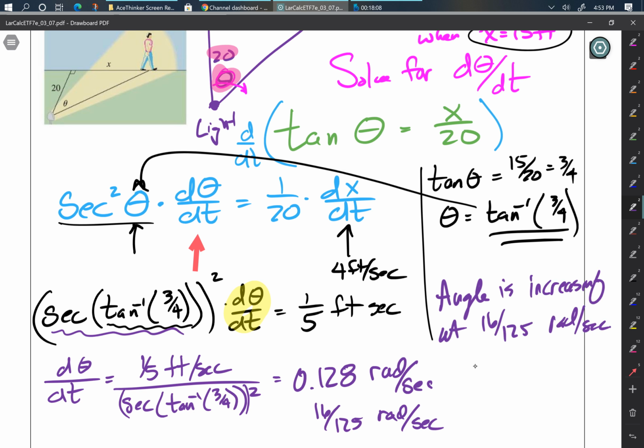Next section is 3.8. I believe section 3.8 is the last section in this unit, so we will have an exam also this week. All right, see you back here for section 3.8.